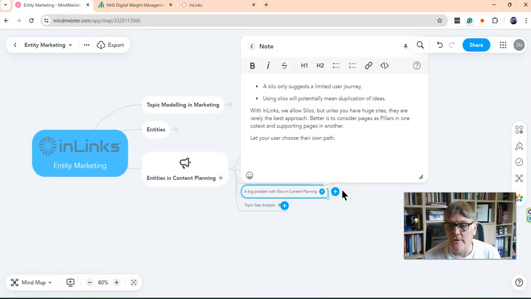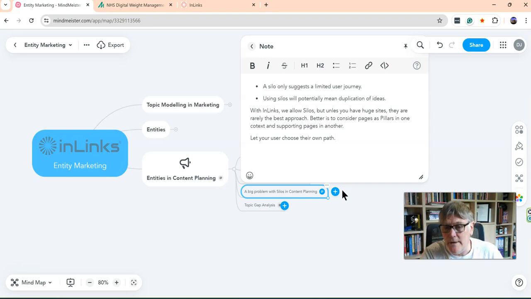And in some circumstances, in fact in most circumstances, a silo suggests a very limited journey. And using silos is going to create a duplication of ideas. So what do I mean by this? Well, by having a pillar page and then a whole bunch of other pages around that topic that are just linking through to that page and not going out, you're not understanding that a pillar piece of content may also be a supporting piece of content to another concept that's also important on your websites.